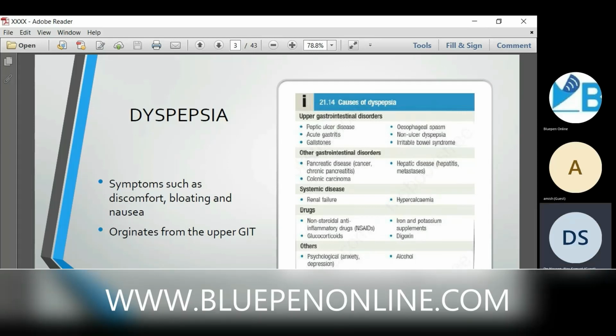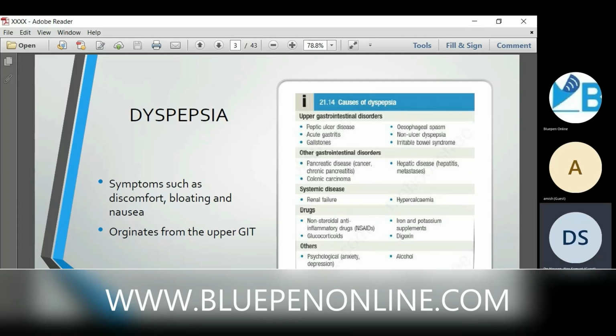Most of the time, dyspepsia originates from the upper GI tract, that is the stomach, esophagus, then the duodenum. That's the upper GI tract. Duodenum, up to the jejunum is mainly the upper GI tract. The middle of the second part of the duodenum is the upper GI tract, and below that is the lower GI tract.